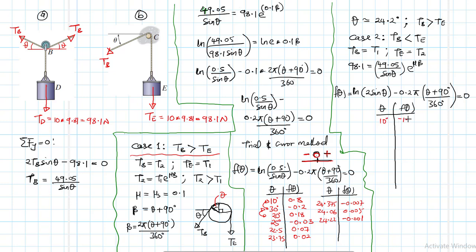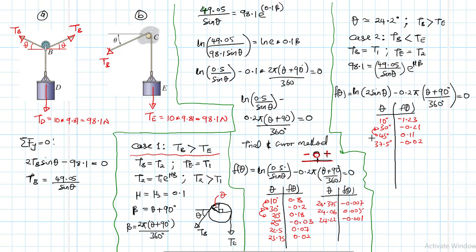I'll have a minus 1.23. I move on to 30 degrees. I'll have minus 0.21. Then I move to 45. I'll have 0.11. So I realize my solution is in between 30 and 45. I can get an average of this. Average of that gives me 37.5. I plug it in the function, it gives me a minus 0.02.